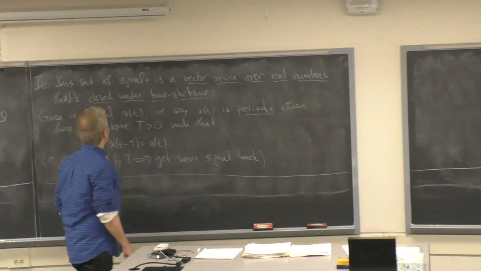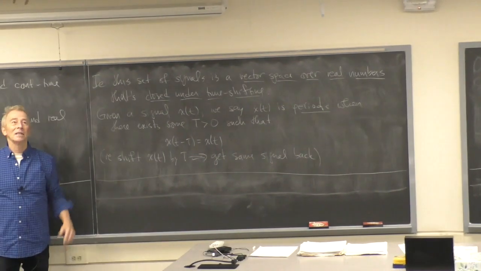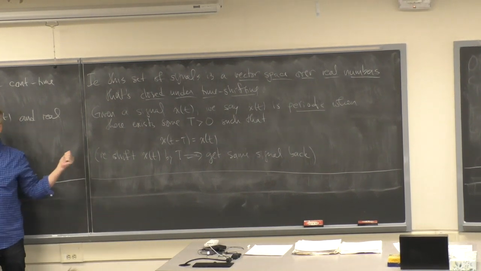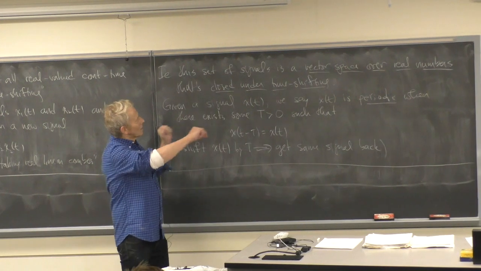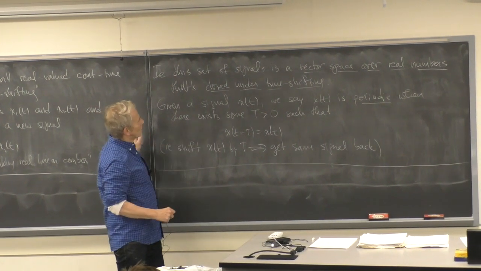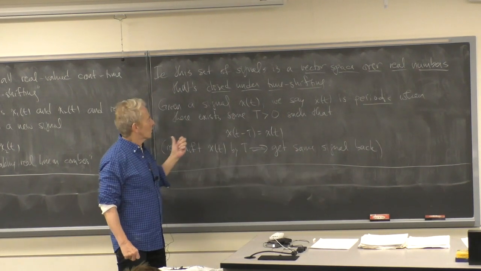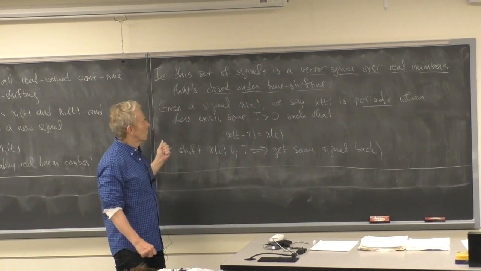Because you could go out on Ho Plaza and shout at the top of your lungs, give me some t bigger than 0, and the first answer that comes back to you works in this definition. For the 0 signal, if I have x of t as the 0 signal, and I shift it by 7, or 13, or 19, or pi, I get the 0 signal back.